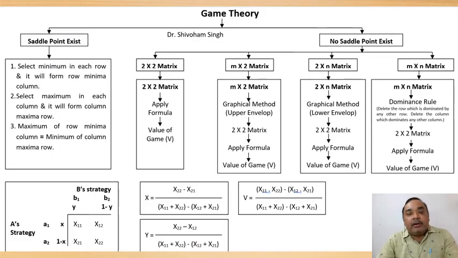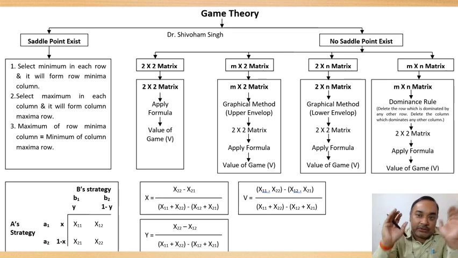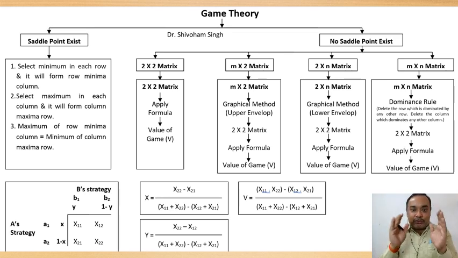Let's understand the different types of questions which we may encounter in game theory. As soon as we get a question in game theory, first of all we should check for the saddle point. Saddle point is the point at which both the parties are going to agree. So how to check the saddle point? That is another case. First, as soon as we get the question, check the saddle point. If the saddle point exists, then our job is over.